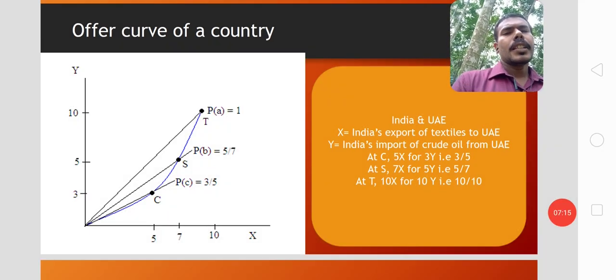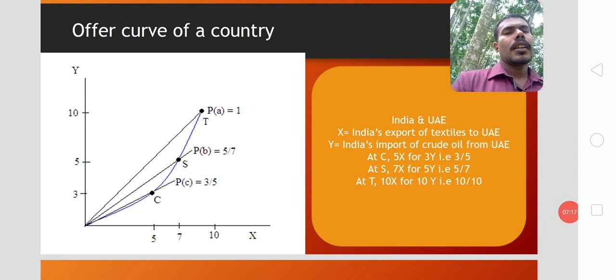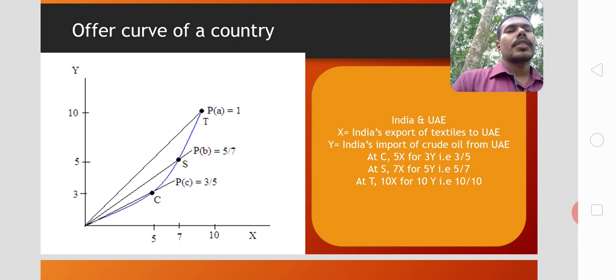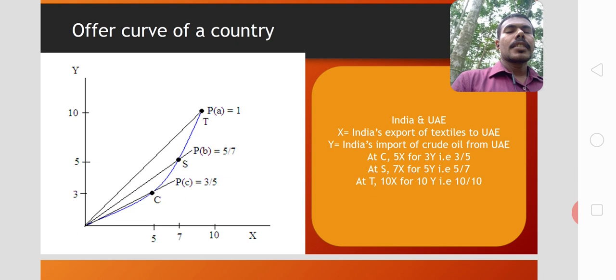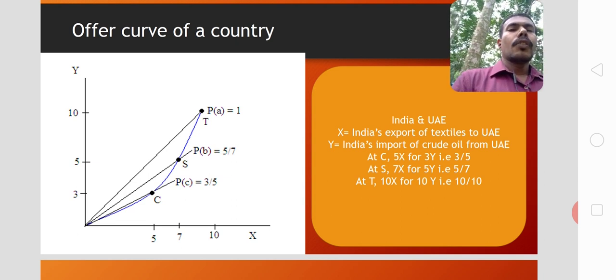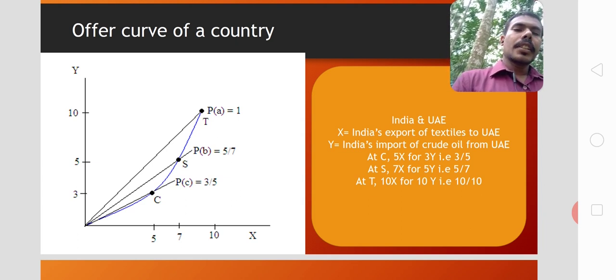So you can see the 3 points on a curve, which is the offer curve of India to the United Arab Emirates. This is India's offer of textile commodities to the United Arab Emirates, expecting they will give us the crude oil. So this is actually not a barter trade.